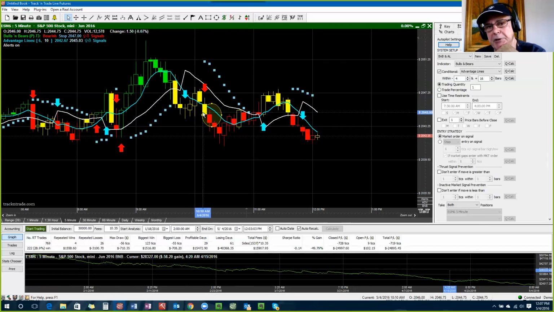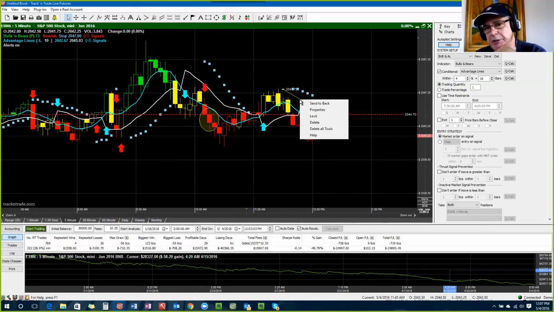Following the bulls and bears, on the open of the next bar, you would have been short here. Okay. Now that's just your entry. Of course, you would have had some drawdown during that time of $150. But I'll show you how you can control that.